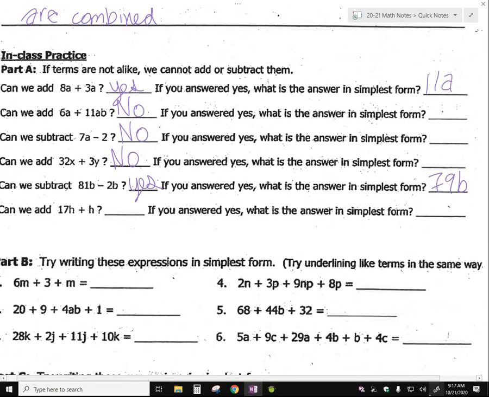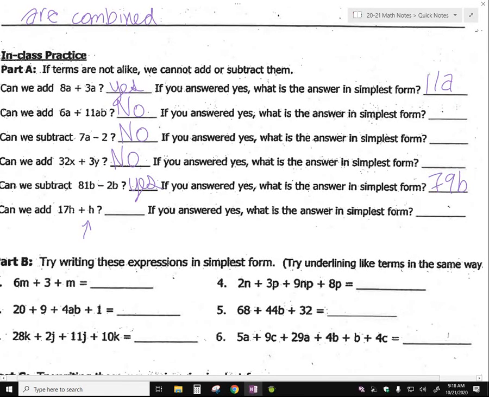Can we add 17H plus H? Yes, we can. Now, you don't see a 1 here. You don't see a 1 there. But if there's a single H, what is 1 times H? It's just H. You have an H. That is the identity property of multiplication that we had with lesson 1. So you don't have to write the 1H. You just need to put H in there if you are simplifying.